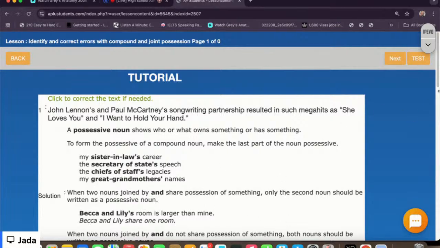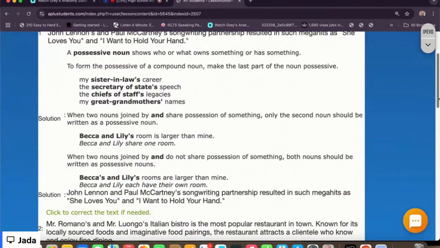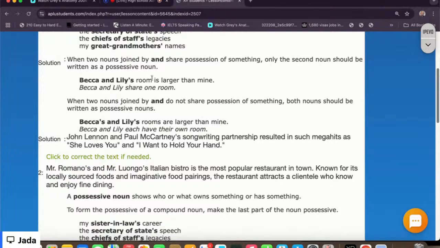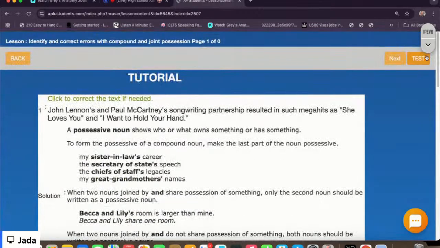So we already went over this one, and this one says to form a possessive of a compound noun, make the last part of the noun possessive. So you're making the last part of the noun the possessive. And when two nouns joined by and share possession, you only make the second one possessive, just like this. So when it shows that they share possession, you only make the second noun possessive. And when they are joined by and do not share possession, you have to individually make them possessive nouns. Okay, let's move to the test.